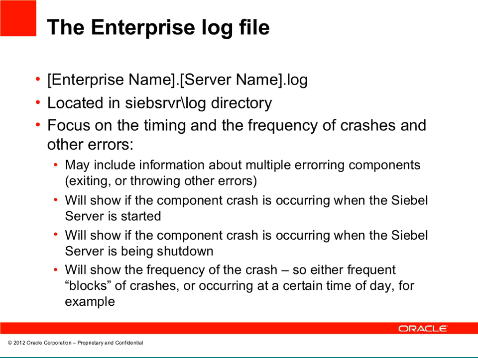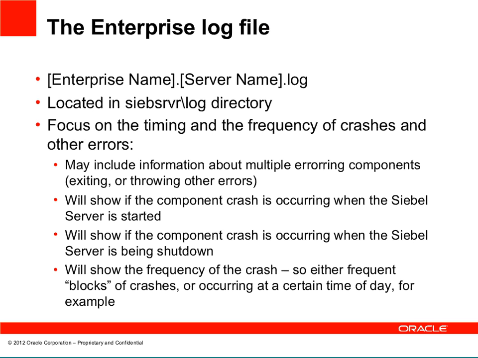The enterprise log is one I would expect Siebel admins and support people to be quite familiar with. It has the naming convention of the Siebel enterprise name, then the Siebel server name, .log, and it's located in the Siebel server log directory. The important information to take from this log file is that there could potentially be multiple erroring components, either exiting or throwing errors. This could be an indication of some sort of connectivity problem, or perhaps a resource problem showing up in the enterprise log before a crash.